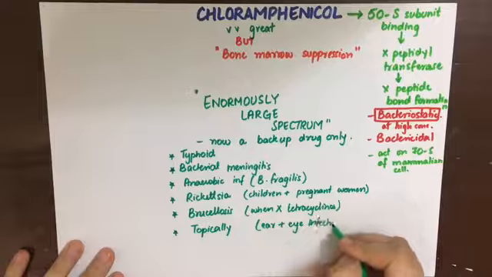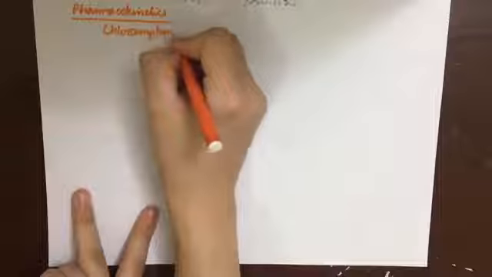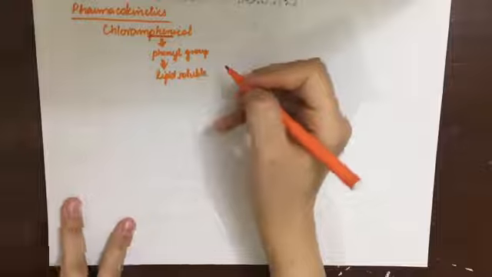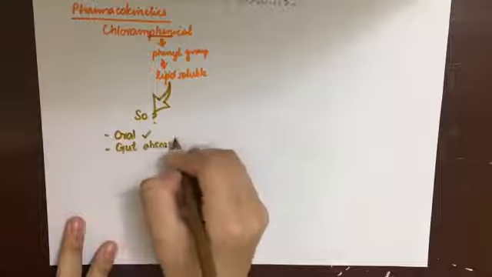Regarding the pharmacokinetics of chloramphenicol, in the very name we can see phen. That means it has a phenyl group. Now, phenyl group we know is lipid soluble. So remember all the properties for lipid soluble drugs. It can be used orally. It has gut absorption. It can be used IV and topically as well.